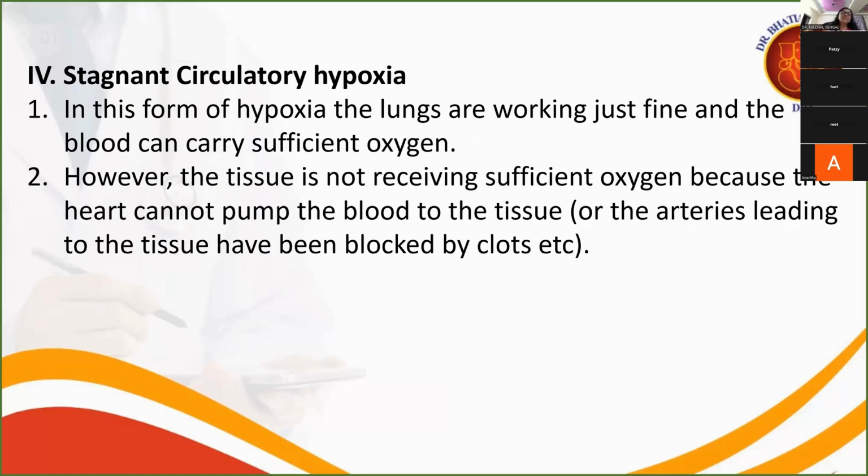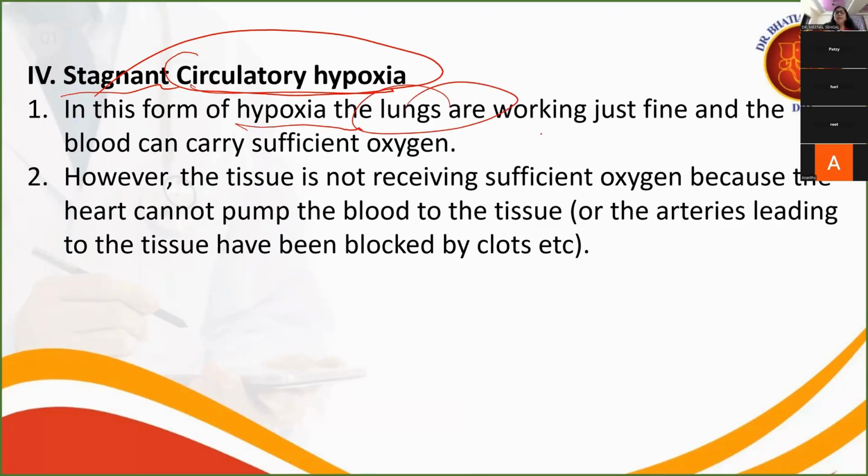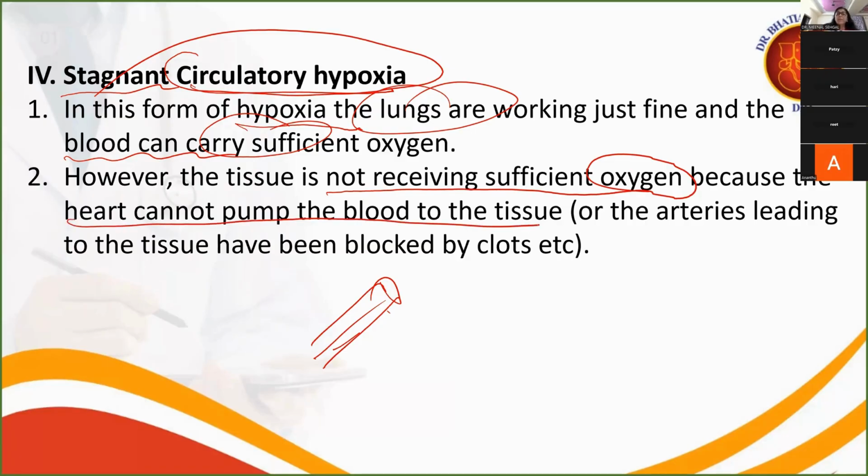Then comes circulatory hypoxia, or stagnant hypoxia. Circulatory hypoxia or ischemic hypoxia. Here, the lungs are fine, circulation is fine, tissue is also fine, but the blood is not flowing. There is stagnation, there is ischemia, there is blockage to the blood circulation. So the tissue is not receiving sufficient oxygen because the heart cannot pump the blood. The blood is not in a flow pattern.